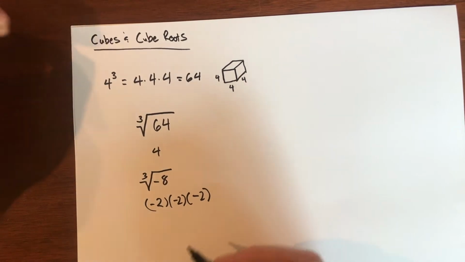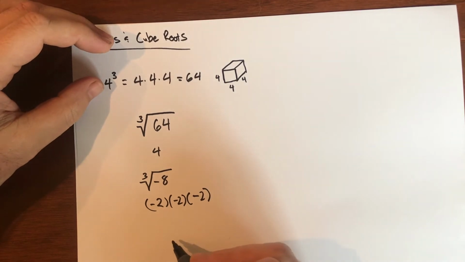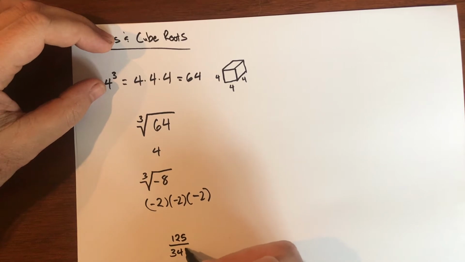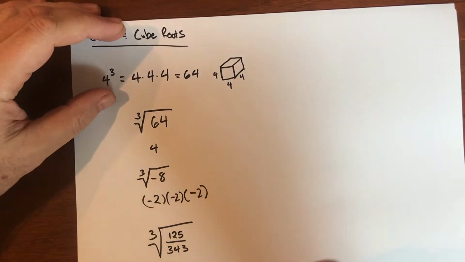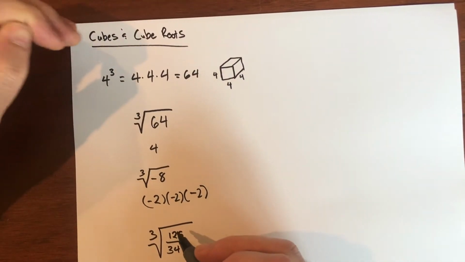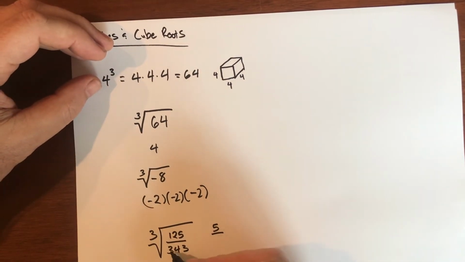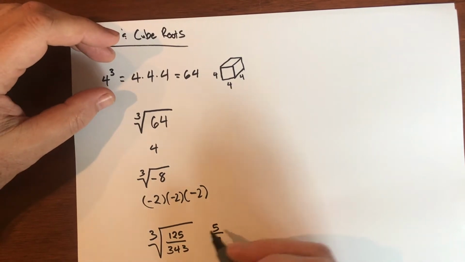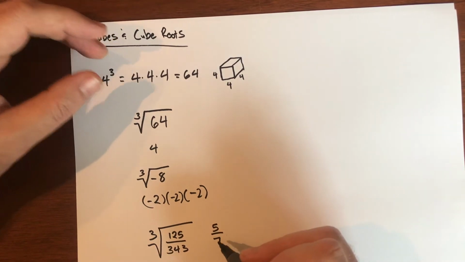Fractions, just like in square roots, are the same kind of concept. I know that 5 cubed is 25 times 5, right? And I've memorized another one. So if I gave you the cube root of this fraction right here, it's just like the square root of a fraction. It's just 2 separate problems. They don't even interact really at all. So 5 times 5 times 5 is 125. And 7 times 7 times 7 is 343. So the cube root of 125 over 343 is 5/7.